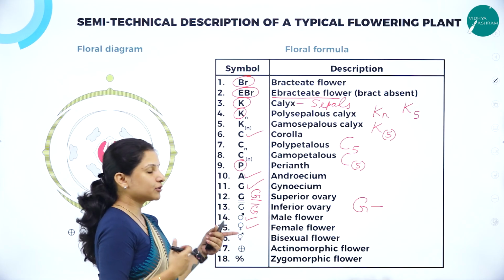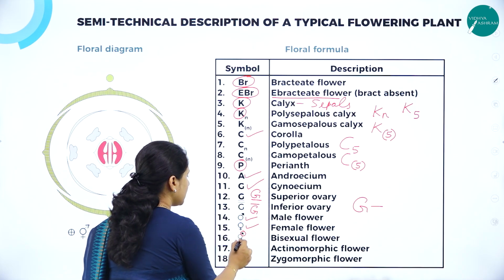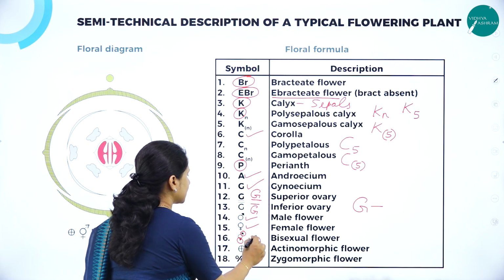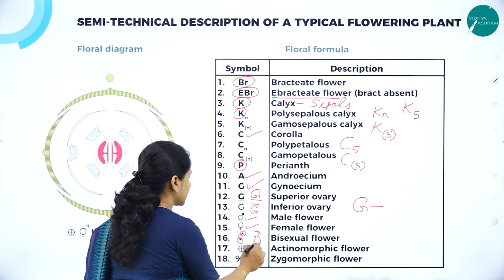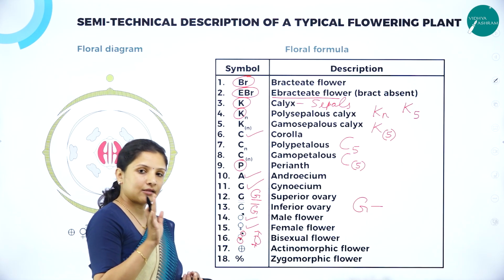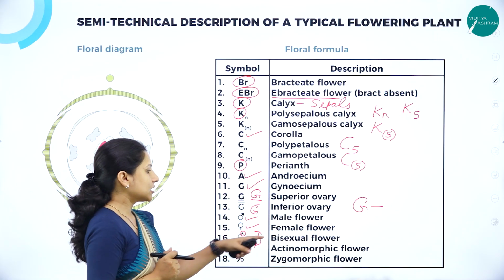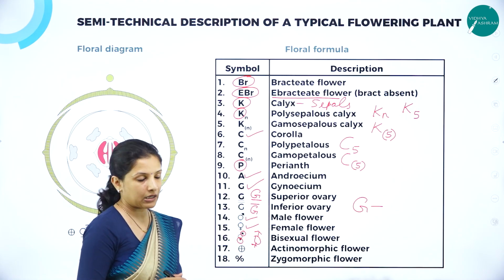So next, talking about the bisexual flower wherein the male is also depicted here and the female is also depicted. Therefore, it is written with a circle and the arrow mark at the top and the plus symbol at the bottom. So it is a bisexual, meaning in the same flower, both the male and the female reproductive structures are present. Next, talking about the symmetry of the flower.